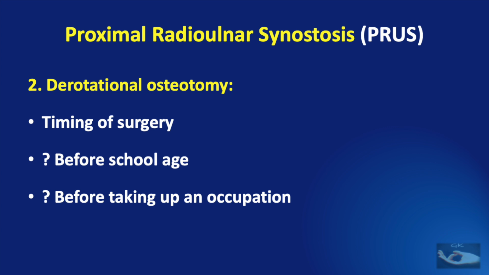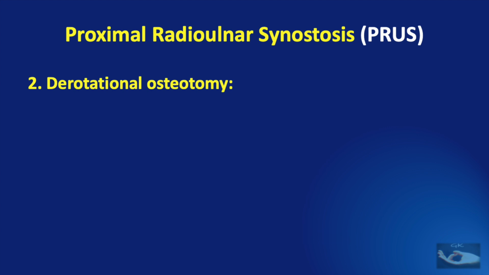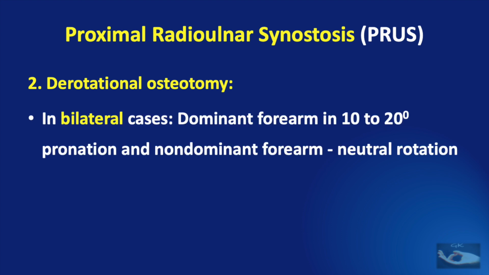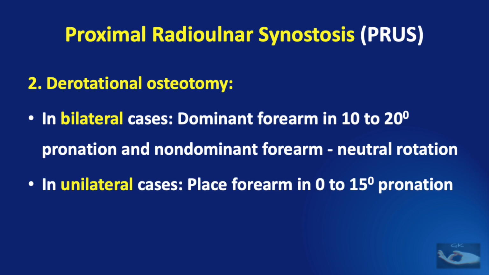The timing of this procedure is controversial. Recommendations vary from before school age to waiting for the child to choose an intended occupation. The aim of the surgery is to do an osteotomy, and in bilateral cases, the dominant forearm needs to be placed in 10 to 20 degrees of pronation and the non-dominant forearm in neutral rotation. In unilateral cases, after the osteotomy, we need to place the forearm in 0 to 15 degrees of pronation.